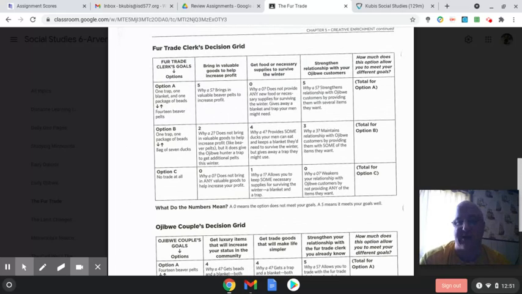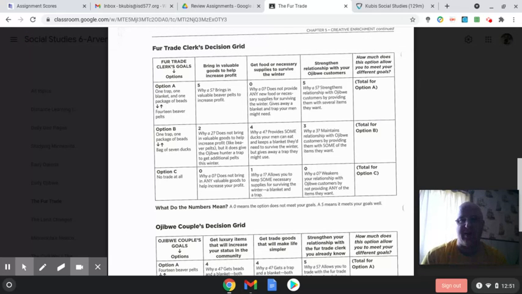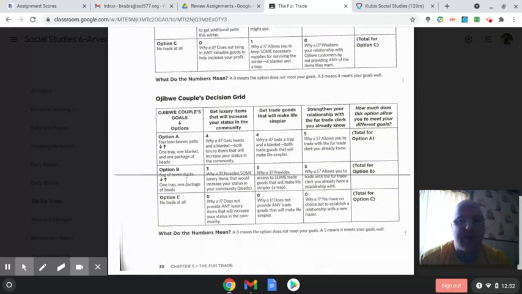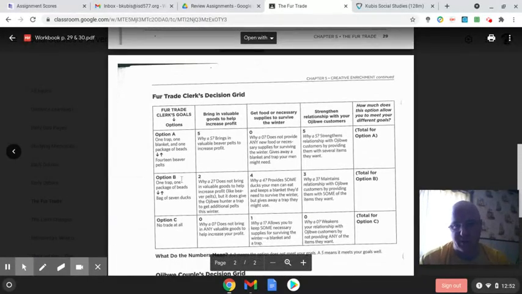So that term, perspective. This top one, you're viewing it like you are the fur trade clerk. So this is how you look at that trade if you're the clerk. And down here would be how you look at that trade if you were the Ojibwe couple. So they look at it in three different ways.